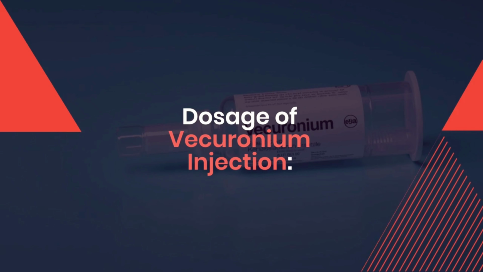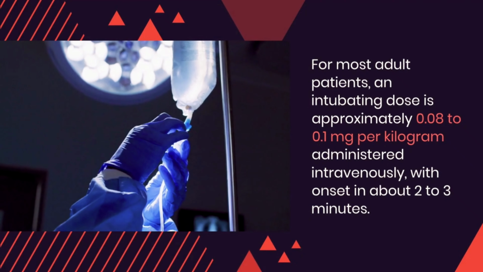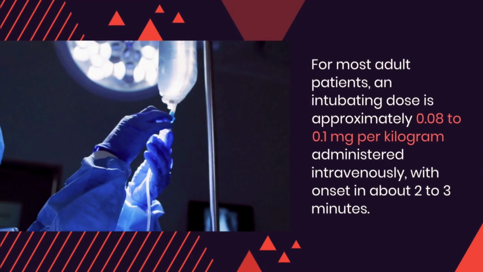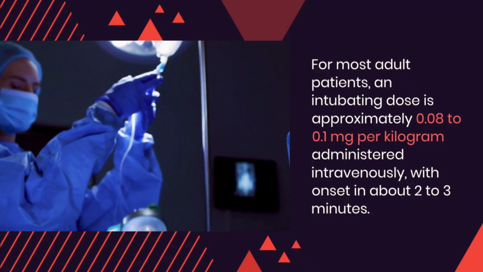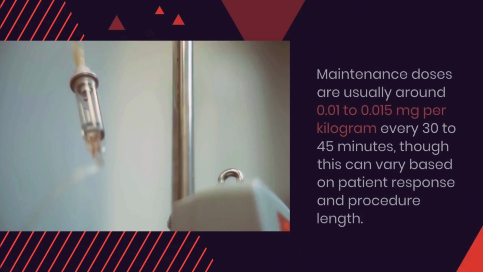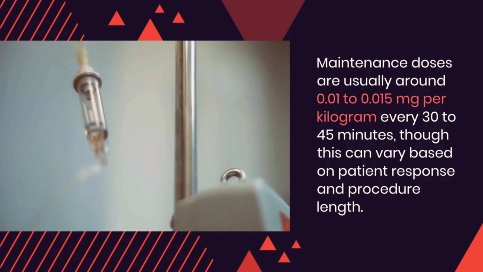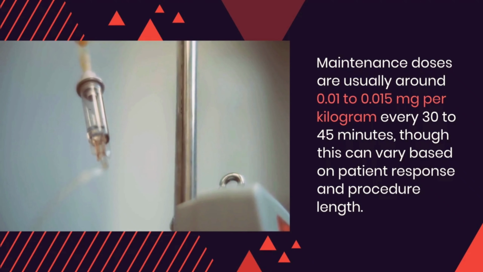Next, dosage of Vecuronium Injection. For most adult patients, an intubating dose is approximately 0.08 to 0.1 milligrams per kilogram administered intravenously, with onset in about 2 to 3 minutes. Maintenance doses are usually around 0.01 to 0.015 milligrams per kilogram every 30 to 45 minutes, though this can vary based on patient response and procedure length.